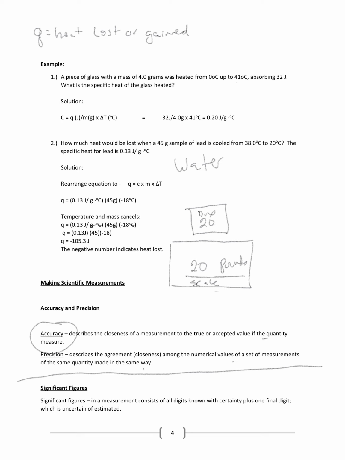Now, what is the difference between accuracy and precision? Well, if I make multiple measurements of the weight of this box, let's say that I make 5 measurements. My first measurement is 21 pounds, my second measurement is 20 pounds, my third measurement is 21 pounds, my fourth is 20 pounds, and my fifth is also 20 pounds.